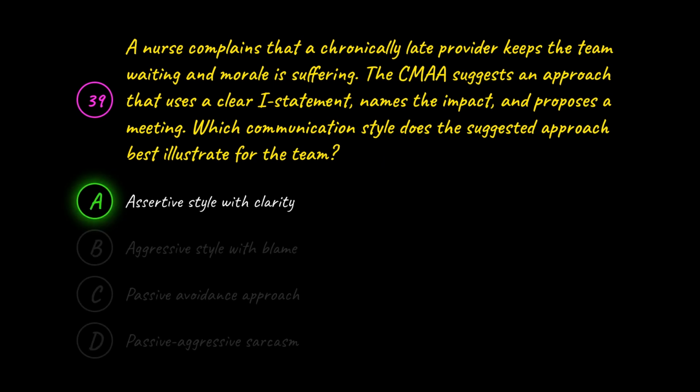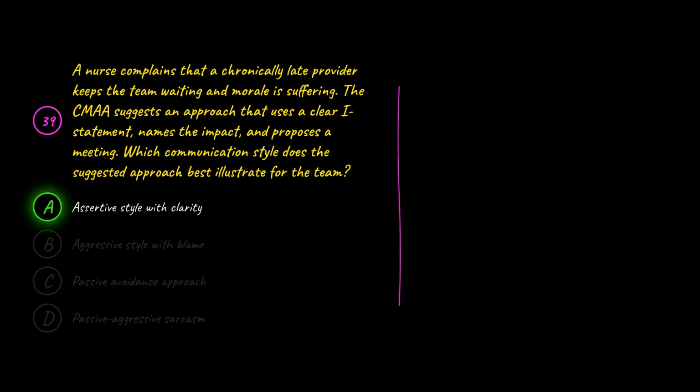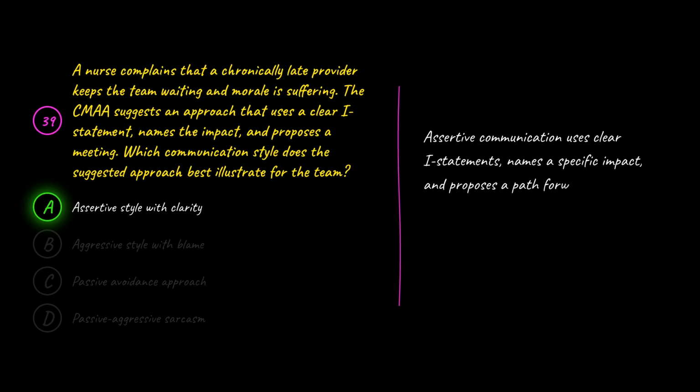The correct answer is A. Assertive style with clarity. A is correct because assertive communication uses clear I statements, names a specific impact, and proposes a path forward, which respects the listener and the speaker while keeping the focus on the underlying issue rather than personality.